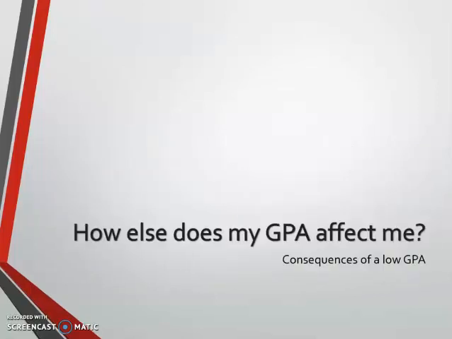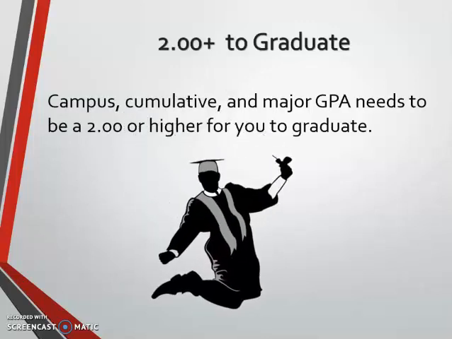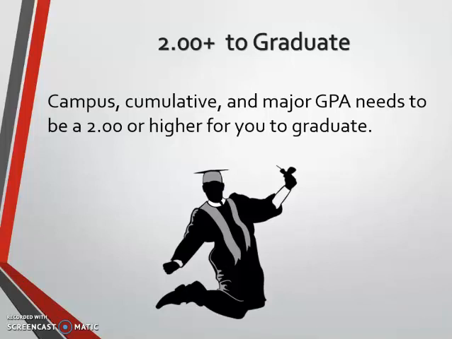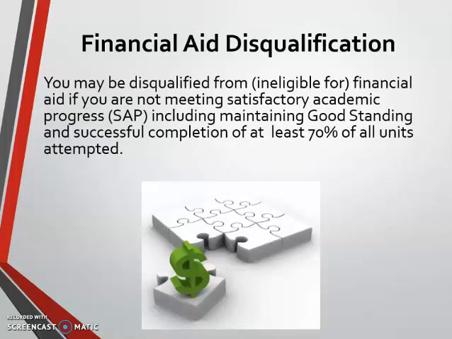Let's review some other consequences of a low GPA. Remember that as your student level increases from freshman to senior, you have less range in your GPA to earn failing grades before you are academically disqualified and disenrolled from the university. This is because you must earn at least a 2.0 campus, cumulative, and major GPA or higher to graduate. Your first semester on probation, you received a warning email from financial aid. If you do not improve to good standing, you will be disqualified from financial aid. Talk to your counselor about the appeal process.